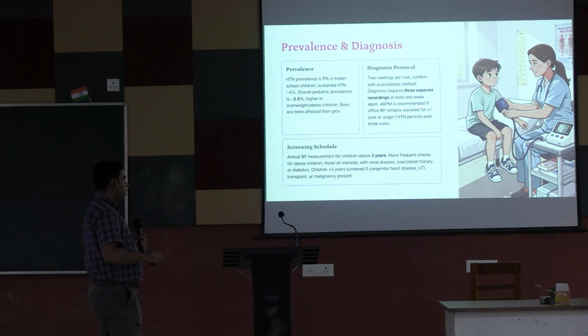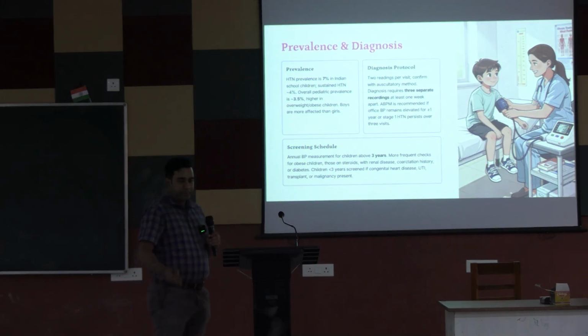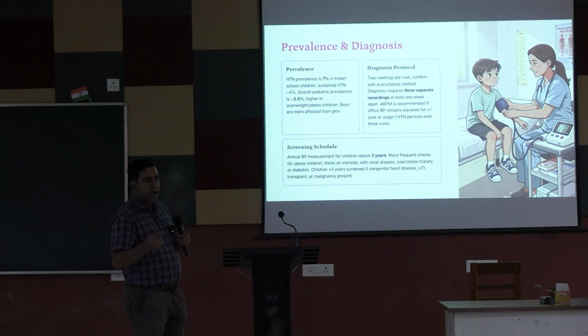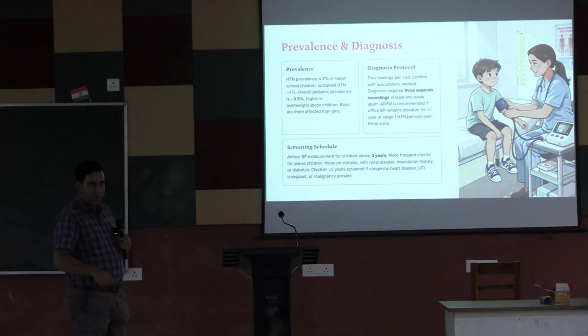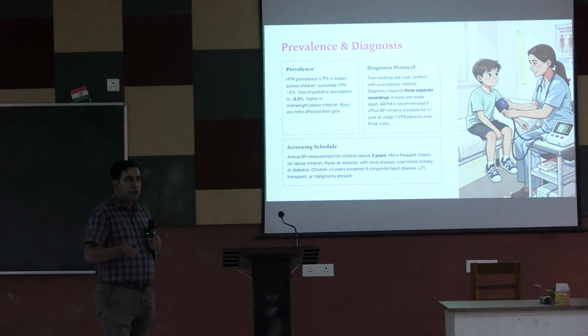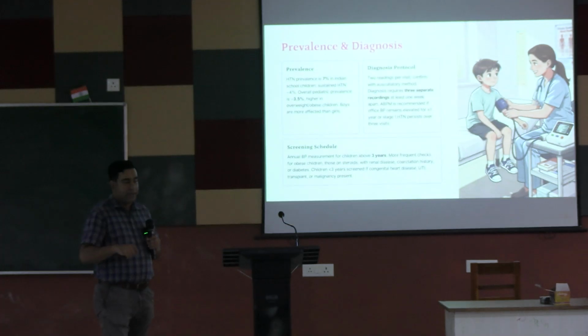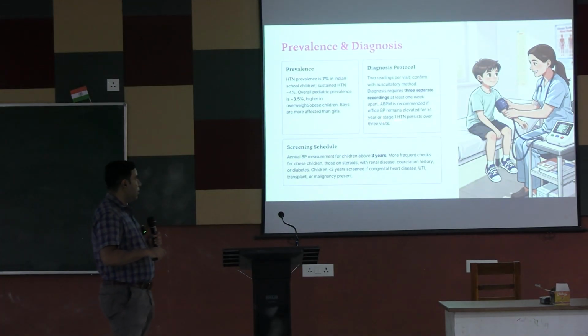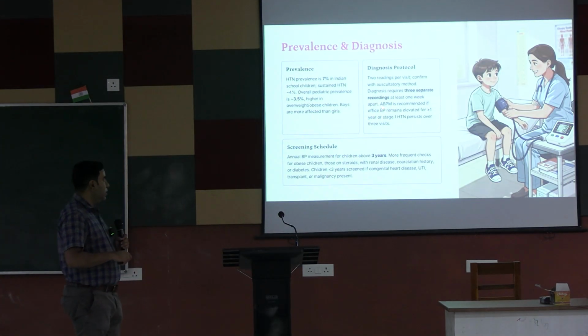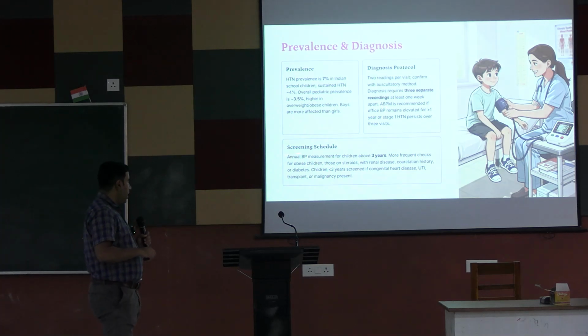Ambulatory blood pressure monitoring is recommended if office blood pressure remains elevated for greater than 1 year, or stage 1 hypertension persists over 3 visits. Ambulatory BP monitoring means continuous BP monitoring, during sleeping, during walking, every time. Stage 1 hypertension is 130 to 139 and 80 to 89, because 140/90 is stage 2 hypertension. If the patient has stage 1 hypertension for more than 1 year, then we have to resort to ambulatory blood pressure monitoring.